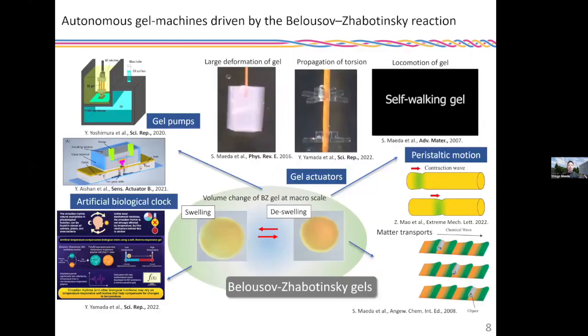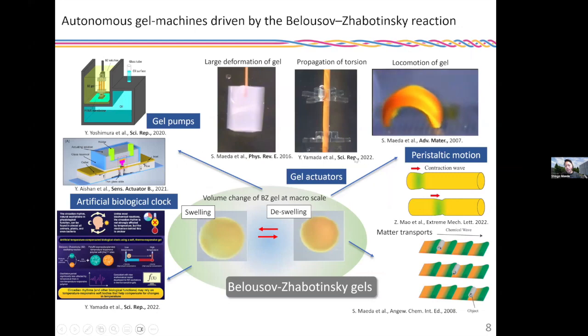So what I did before is I developed locomotions of the gels driven by the BZ reactions, like biological functions. And this is the propagation of torsions of the gels, something like this. And also we achieved large deformations of the gels periodically, something like this. Recently, our team developed an artificial biological clock using these BZ gels.